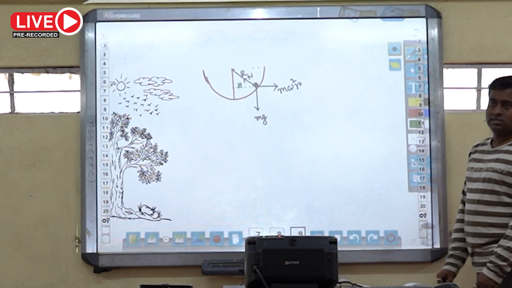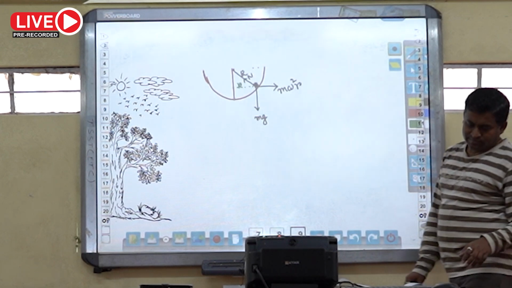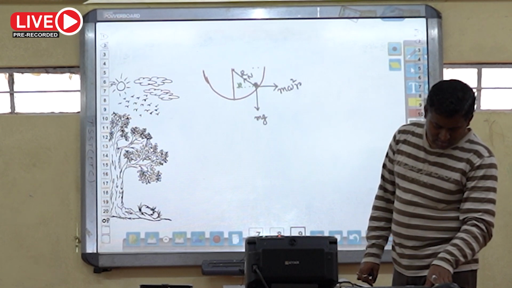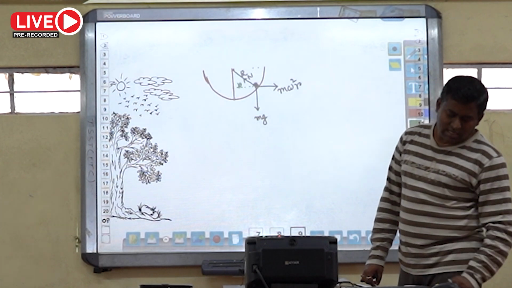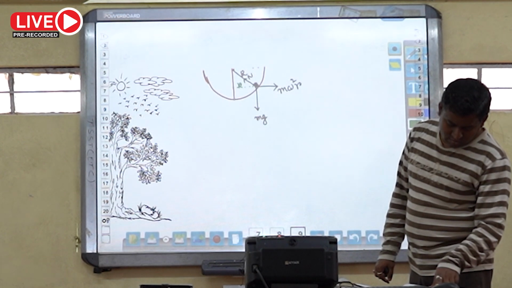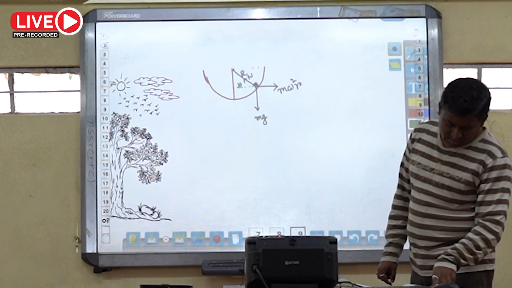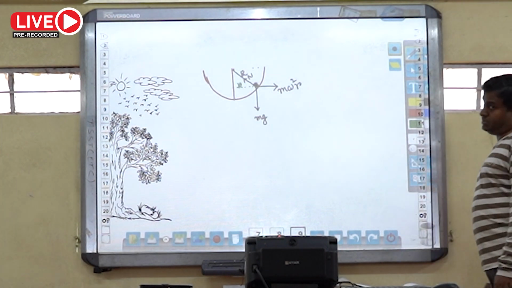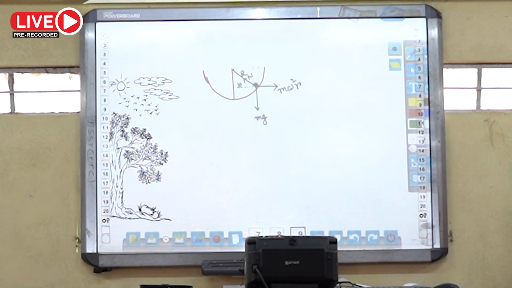Now, there is other forces. The small mass will be in equilibrium because it is given no friction. So due to rotation, this force must generate such that it will not slide down.